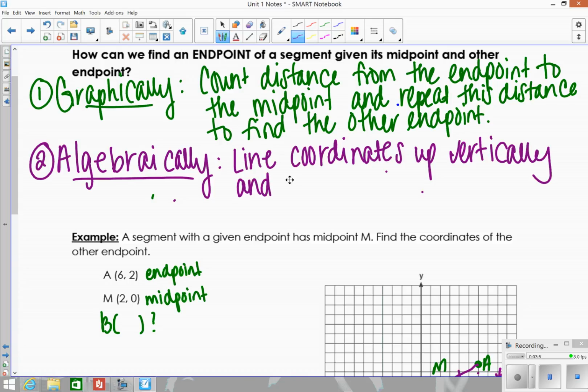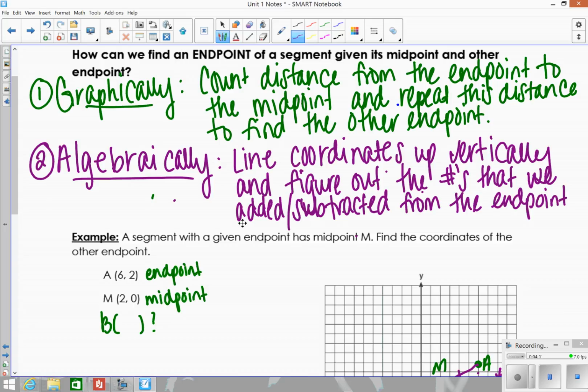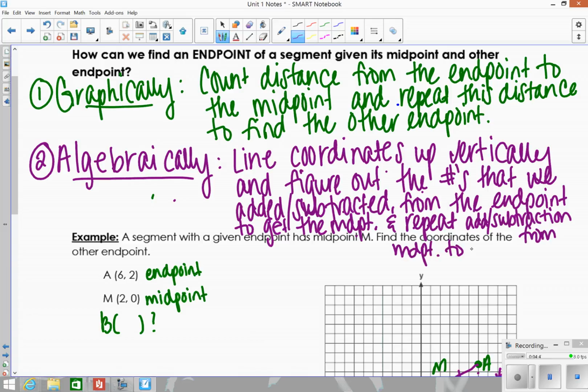And figure out the numbers that we added or subtracted from the endpoint to get the midpoint, and repeat the addition or subtraction from the midpoint using those numbers to find the other endpoint. This will make more sense once you see it.